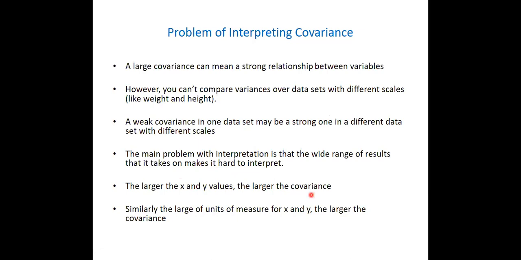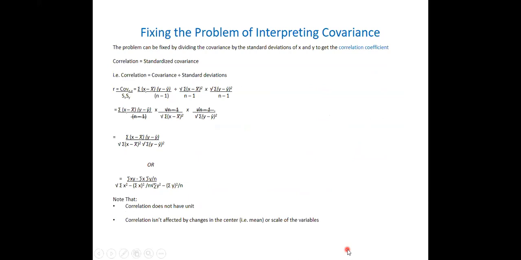If the two things you are measuring naturally have big values, like distance, or tons of corn, or a block of bricks or stones, it will give you a big value. If you are dealing with something with small units, it will give you a small value. Similarly, the larger the unit of measure for X and Y, the larger the covariance. I think I've talked about that.